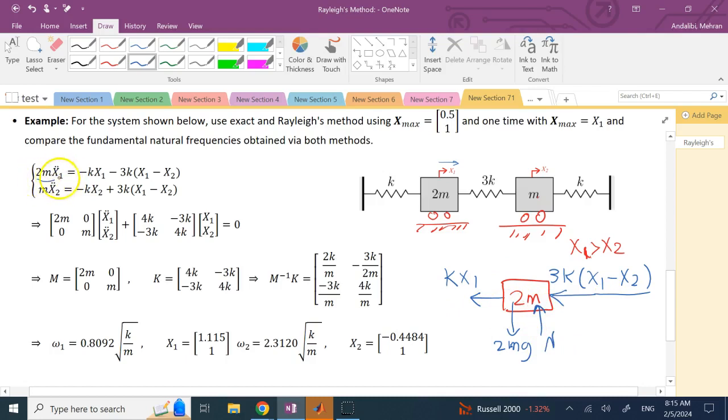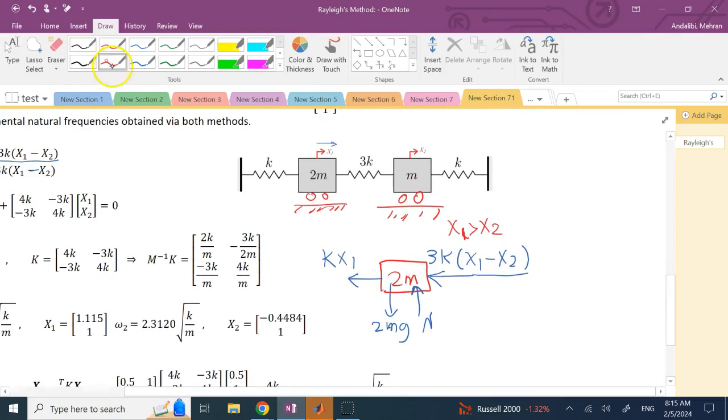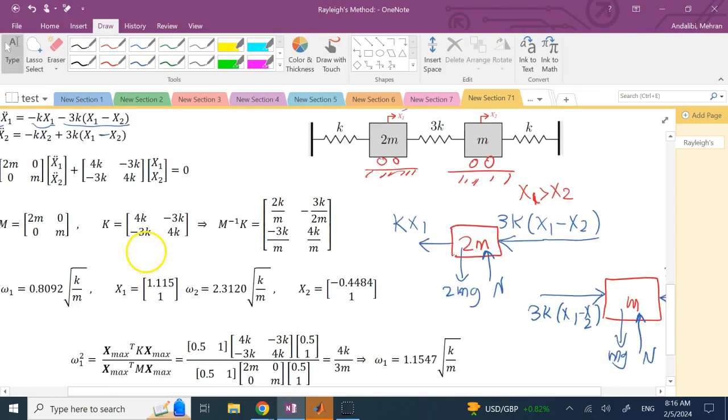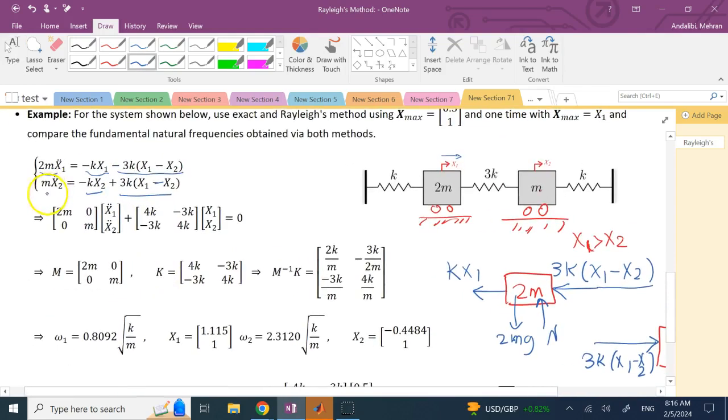So if you write it, 2m x1 double dot equals negative k x1, negative 3k (x1 minus x2), so that is this equation. Then if you look at the 1m free body diagram, that is very similar. The reaction of this force is applied to the right, so that is 3k (x1 minus x2), and this spring is going to be compressed, so it is going to push back with k times (x2 minus 0). And again, it has mg and n, but in the x direction it's the spring forces that are acting.